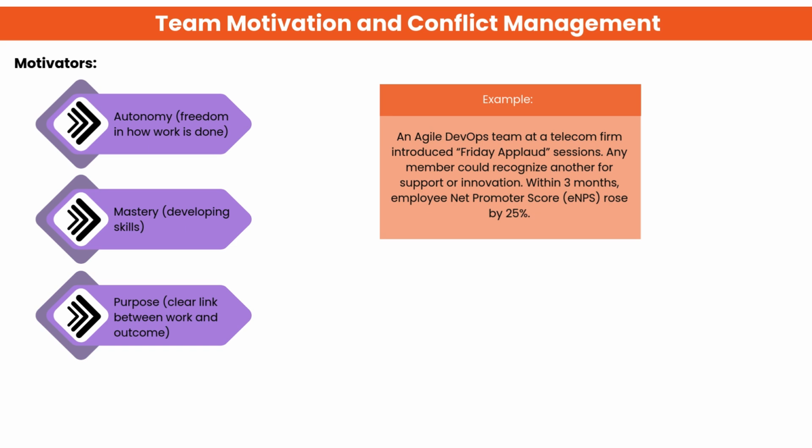This slide explains the three core motivators of Agile teams: autonomy, mastery, and purpose. Autonomy gives people freedom in how they work, mastery helps them grow skills, and purpose connects their work to business impact. The example shows how a simple recognition practice like Friday Applaud improved team morale and increased eNPS by 25%. The message is, when teams feel trusted, skilled, and connected to purpose, performance naturally improves.